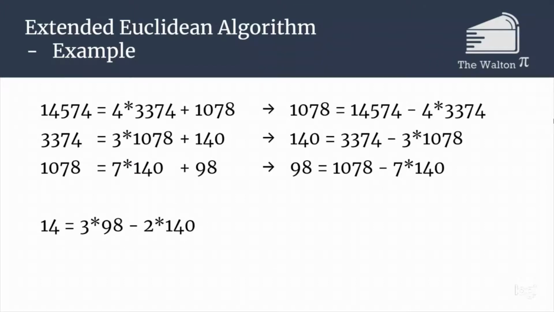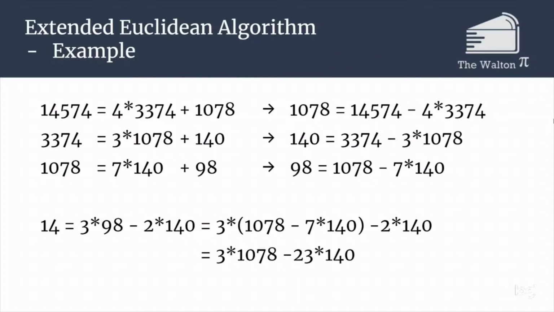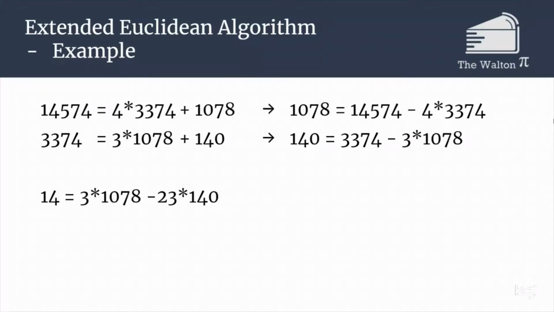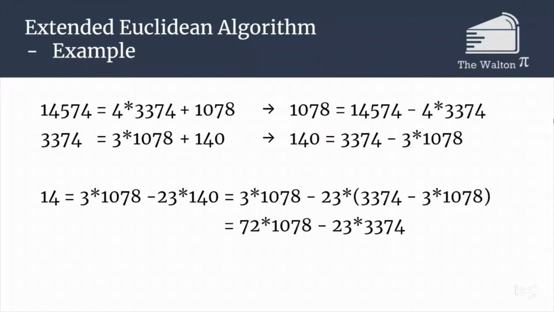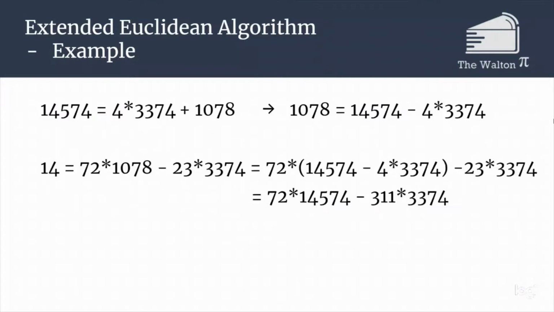So we now have 14 is equal to 3 times 98 minus 2 times 140. So we use the line that says 98 is equal to 1078 minus 7 times 140. We plug that in and we just repeat this process. So now we have 14 in terms of 1078 and 140. So we don't need the line with 98 anymore. And we just are going to repeat this process over and over. Eventually we are able to get back all the way to our starting point with our very first numbers.